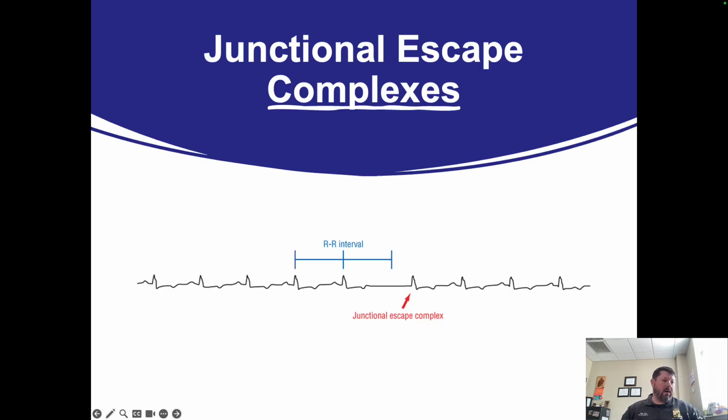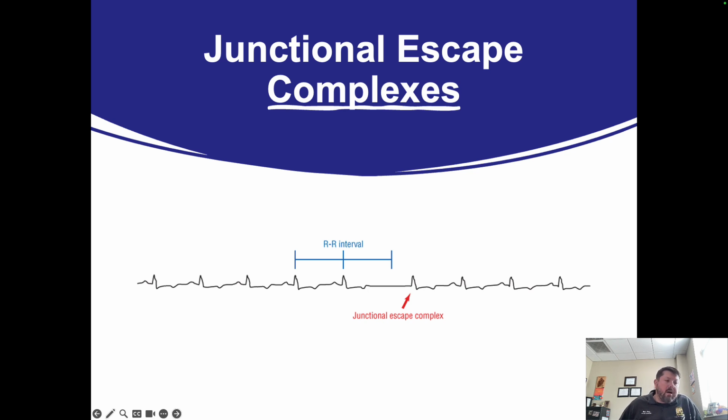So the first thing we're going to talk about are actual junctional escape complexes. The identification of a junctional escape complex is very similar to identifying a premature junctional contraction, but instead of it being earlier than expected, it's going to be a late beat. In many cases, the atrial myocardium does not take over pacemaking functions for the SA node when it fails. Therefore, the AV node and the junctional area assume pacemaking responsibility. An AV nodal pacemaker protects the ventricles from standstill, so it keeps the heart moving even if there's failure supraventricularly to it. If an impulse is not received from above, the ventricles are not going to depolarize, at least initially.